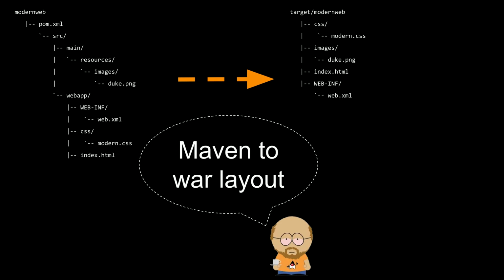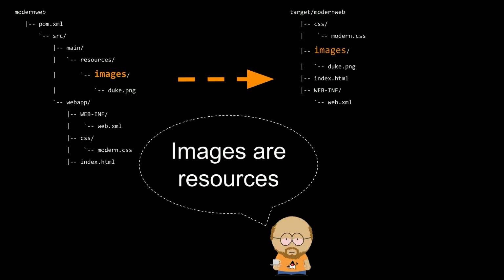So why is this different? Tell me. Well, the first thing we need to think about is that when you come from a Maven layout, you need to transform that into the WAR layout. And if you're strict with Maven, you would put your images under resources. For a backend system, that would be a resource, right?